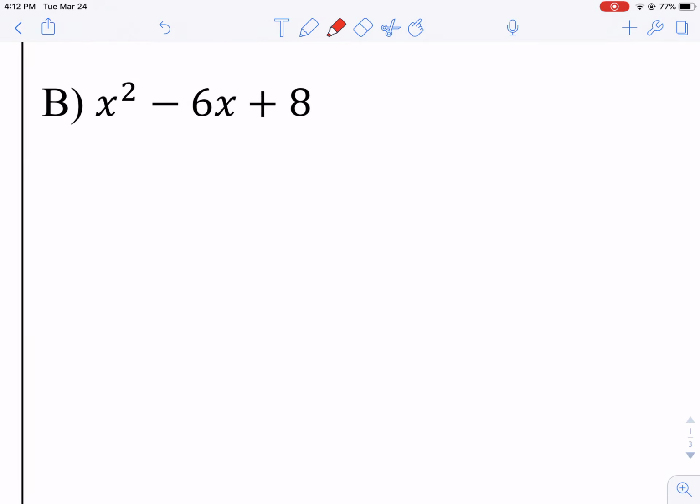So in this question, our key numbers to look at are our -6 here and our 8. And we want to find two numbers that do what to -6? They add. Two numbers that add to -6 and two numbers that multiply to 8. So let's list some factors of 8.